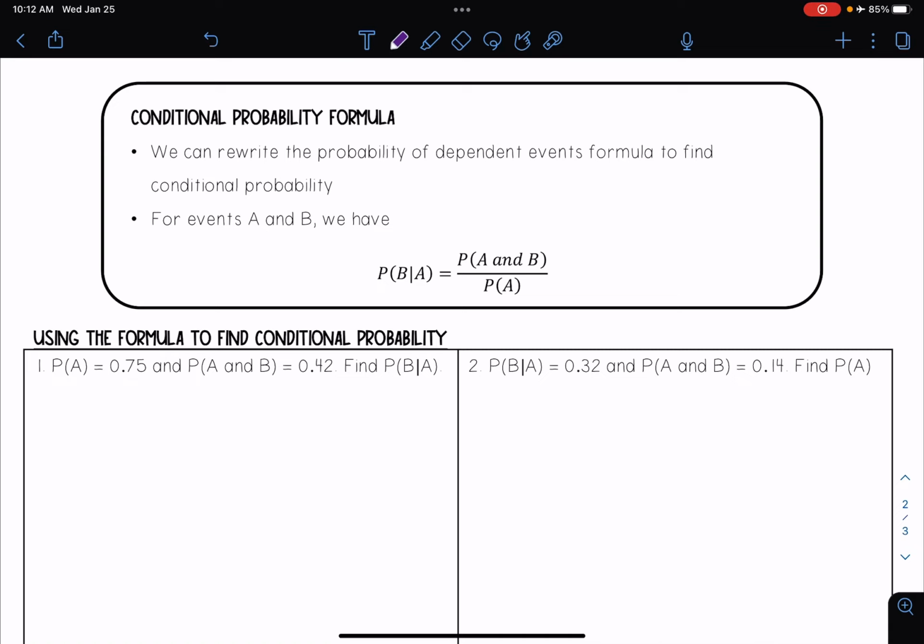And how I did that was, we learned in our last lesson that with dependent events, probability of A times probability of B given A is equal to the probability of A and B. So solving for probability of B given A, I can just divide both sides by probability of A, and that's how I get this formula.